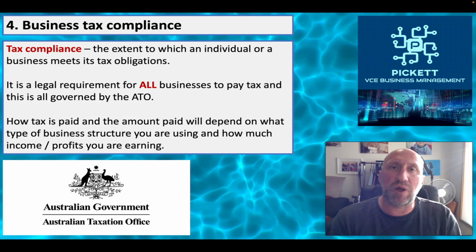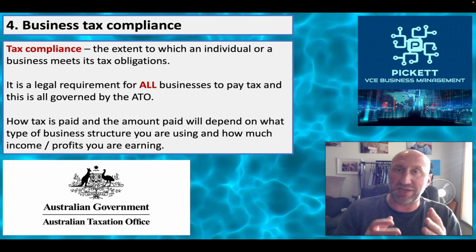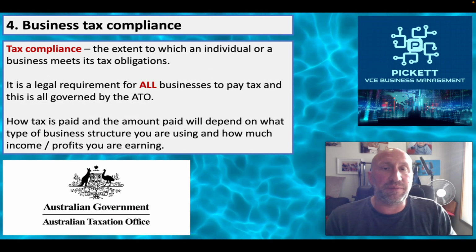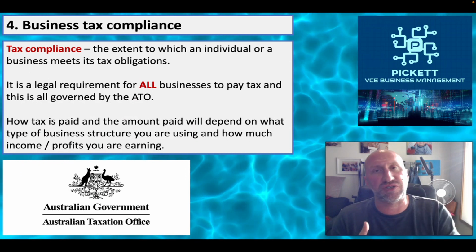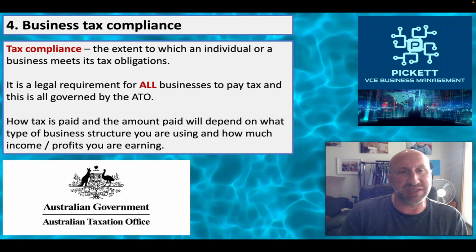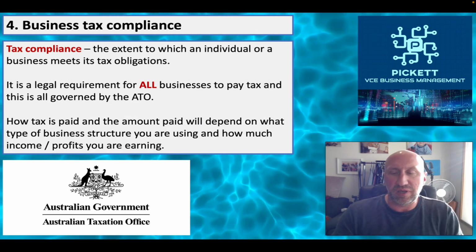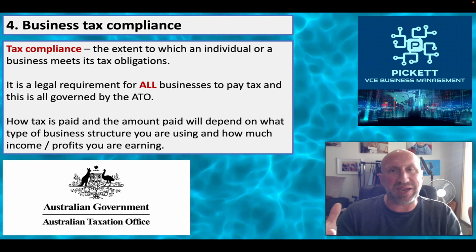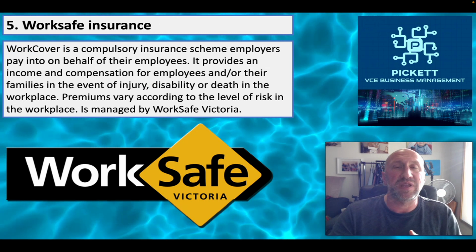So look, it's a legal requirement for all businesses to pay tax, and this is all governed by the ATO, the Australian Tax Office. And how tax is paid and how much you pay could depend on what type of business structure you're using, and how much profit you're making, basically. But it will all be stipulated within the rules. You have to pay whatever is due. Whatever you're liable to pay, you need to pay.